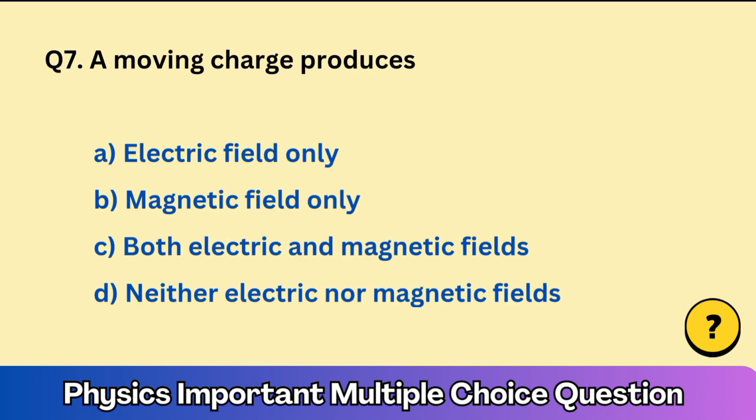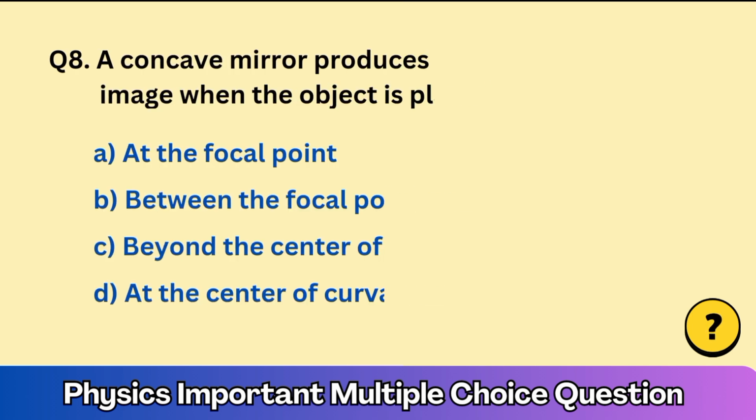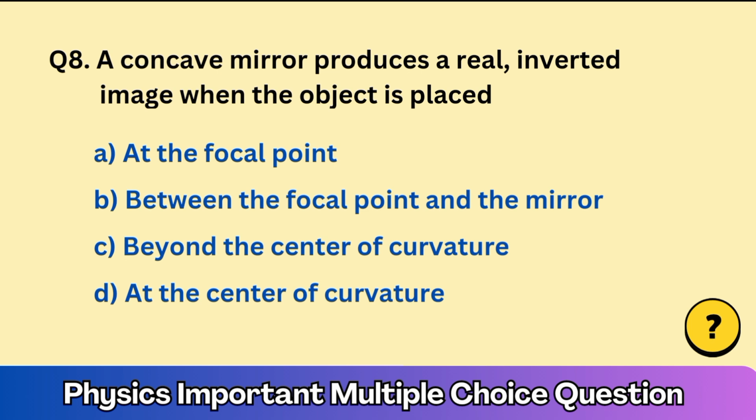Question number 7. A moving charge produces. Right option is option C, both electric and magnetic fields. Question number 8. A concave mirror produces a real inverted image when the object is placed. Right option is C, beyond the center of curvature.